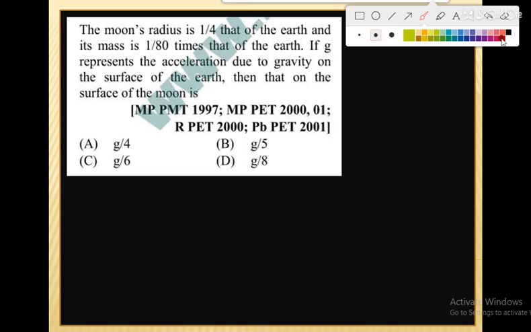So let's start the question. The question is about acceleration due to gravity. I hope you know this relation. Small g is equal to capital G into mass of earth, and I have given this relation. I had told you this relation, that acceleration due to gravity of earth will be equal to G into Me by Re square.